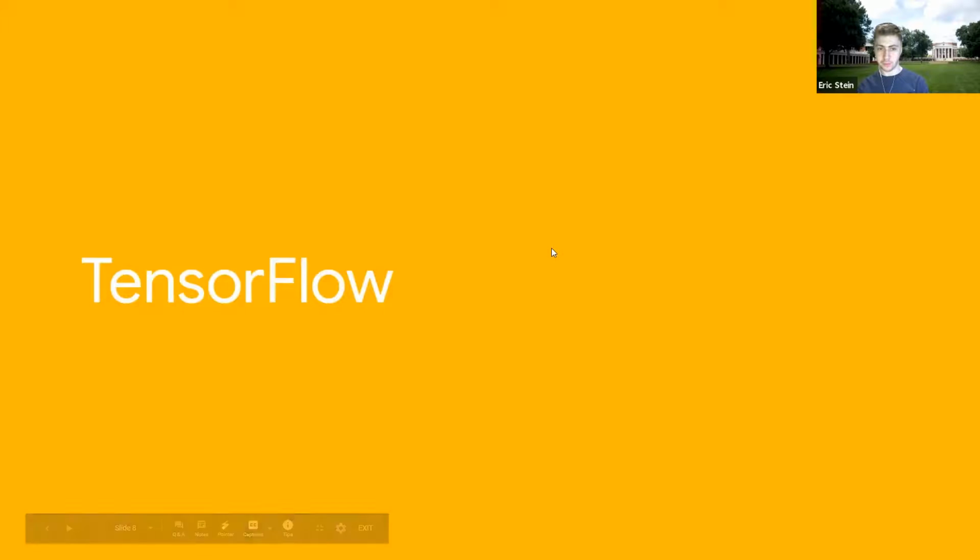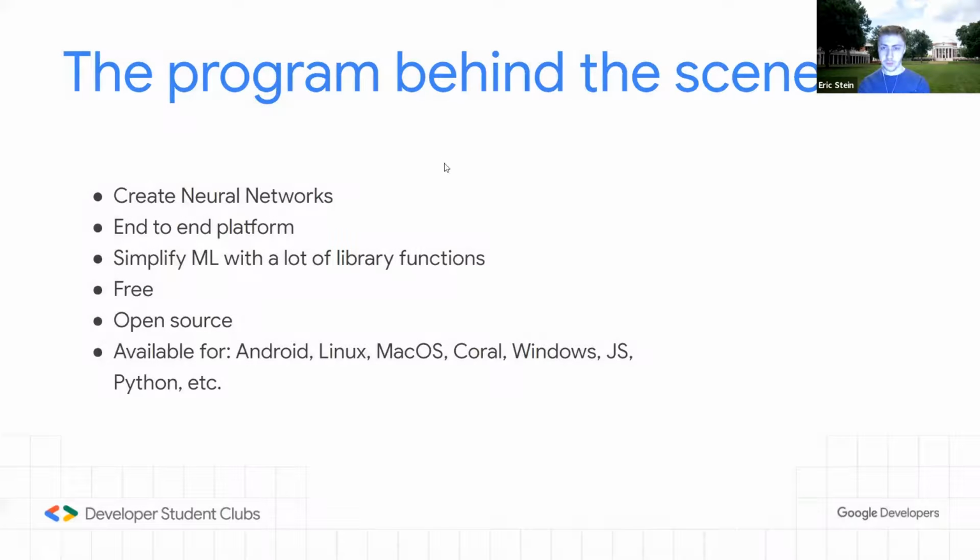So let's talk about TensorFlow in particular. TensorFlow is the program behind the scenes. It allows you to create neural networks, and it's a fully end-to-end platform since it comes with a lot of different useful library functions. You could use it throughout the entire pipeline of machine learning. It's also free, open source, and it's available on a whole bunch of different platforms. And you could even put it into a mobile app that you're working on and then call that model from the mobile app.